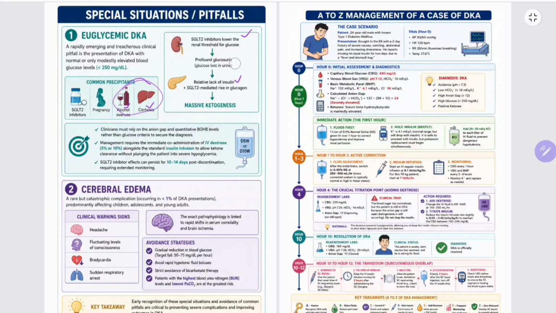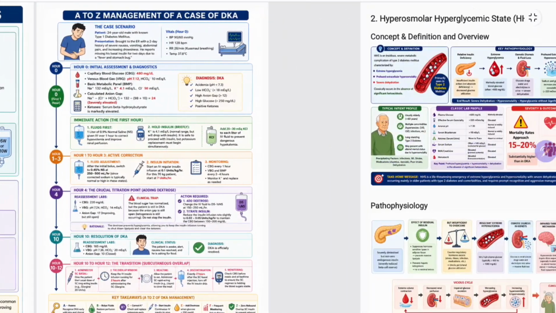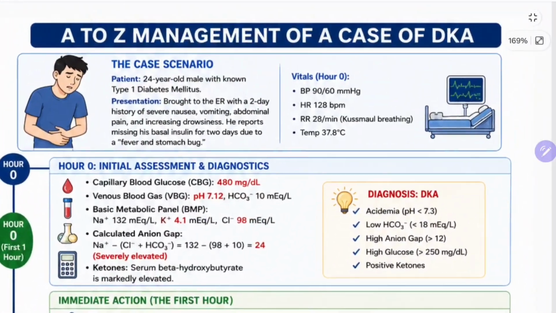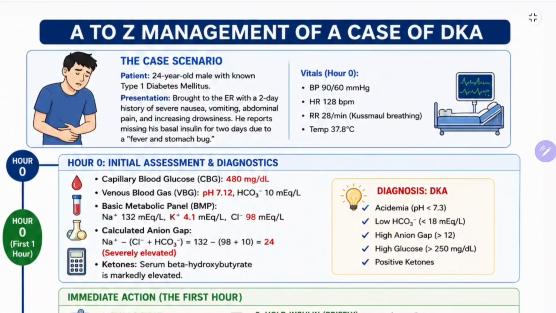Now we will end this DKA topic by seeing a practical case scenario of diabetic ketoacidosis. Case scenario: a 24-year-old male with known type 1 diabetes mellitus. Patient presentation: brought to the emergency department with a 2-day history of severe nausea, vomiting, abdominal pain, and increasing drowsiness. He reports missing his basal insulin for 2 days due to a fever and stomach bug.